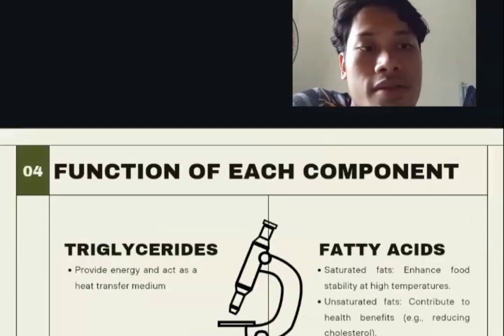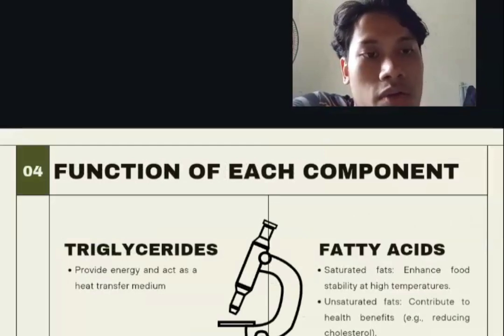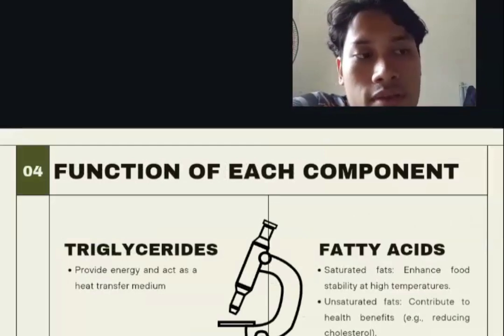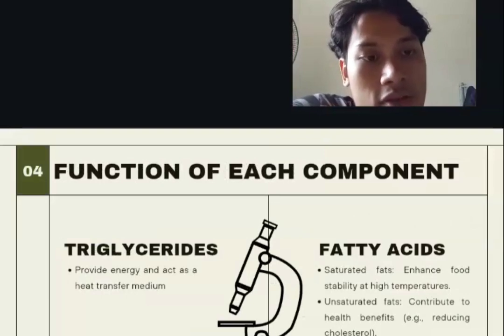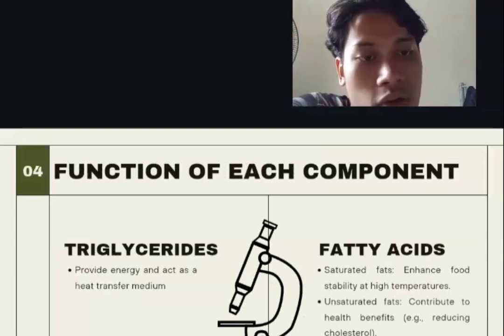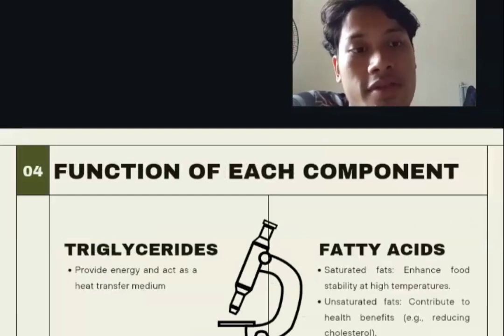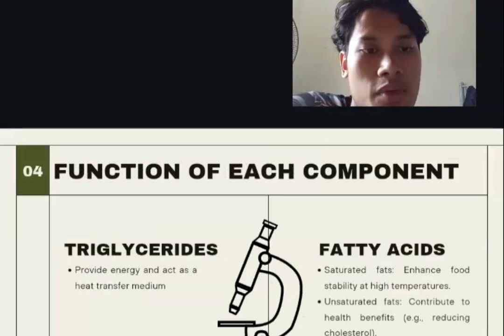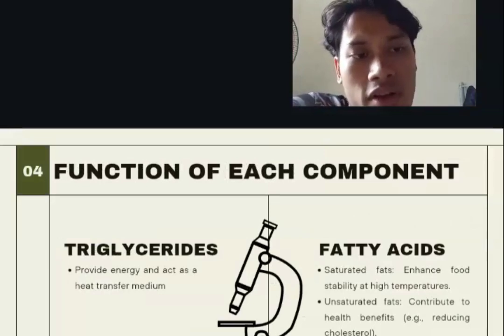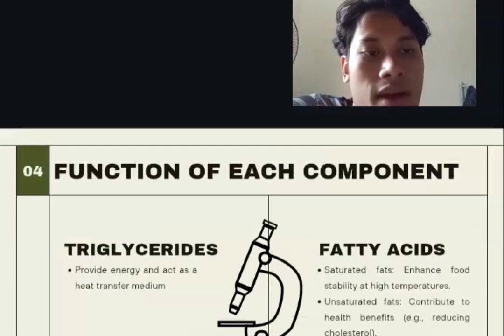Here I will talk about the functions of cooking oil components. Now that we know what cooking oil is made of, let's talk about how each component functions. First, I will talk about the triglycerides, saturated fatty acids, unsaturated fatty acids, and also the antioxidants. The triglycerides act as energy storage molecules and are essential for the oil's consistency. Meanwhile, the saturated fats help the oil stay stable at high temperatures and make them ideal for deep frying.